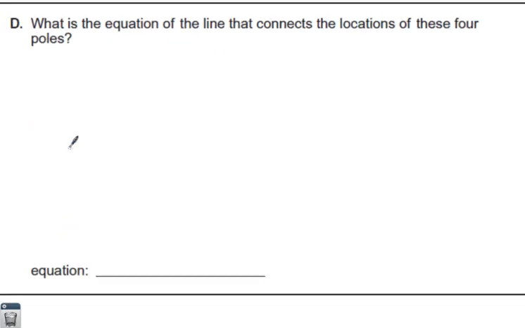Part D wants, of course, the equation. What is the equation of the line that connects the locations of these 4 poles? Now look, in general, when they want an equation, if you know what M is, and we already know that M equals 2, and if you are aware what B is, your y-intercept, I hope you are aware that M represents your slope and B represents your y-intercept.